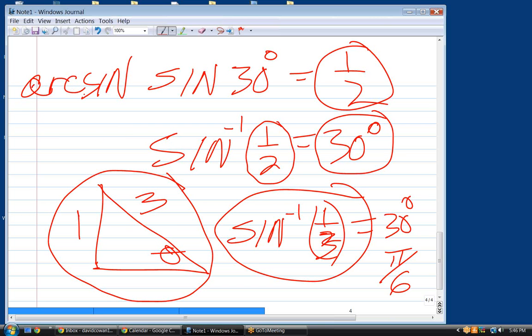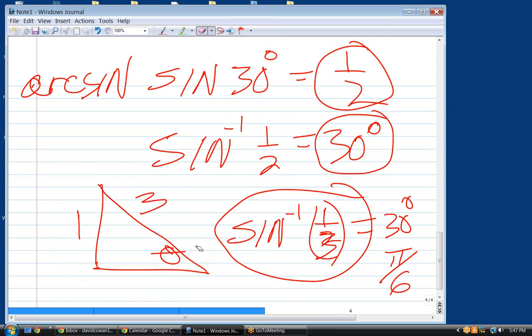One, you can put ARC in front of it. The other, you can put this -1 exponent, which doesn't really mean negative 1 exponent. It's not the same as x to the minus 1. X to the minus 1 is 1 over x. Sine to the minus 1 is not 1 over sine. That would make it the cosecant. Inverse sine has a very specific meaning and definition. It is the sine of what angle is equal to 1/2, essentially.